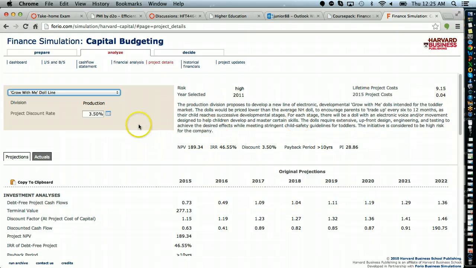Okay, you see this one here again. There's a discount rate of actually 3.50. The project lifetime was going to be 9.15, and the payback period was going to be greater than 10 years, and my discount again is 3.5. IRR is going to be 46.55, and my NPV is 189.34. I made this investment in 2011.